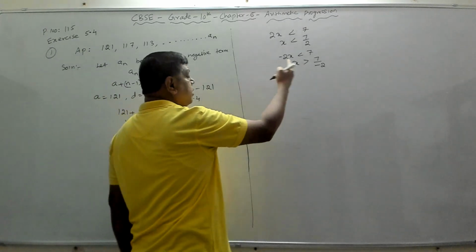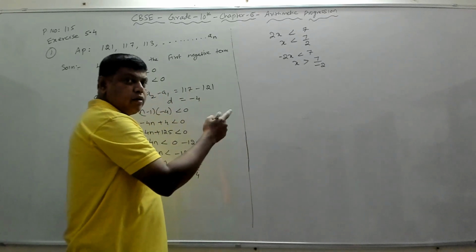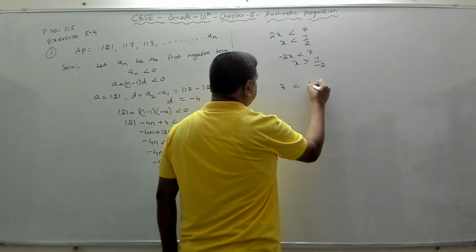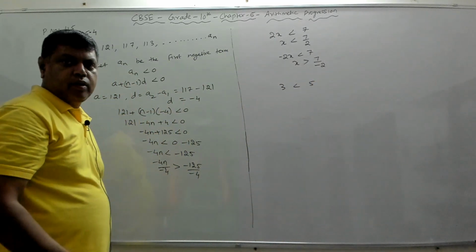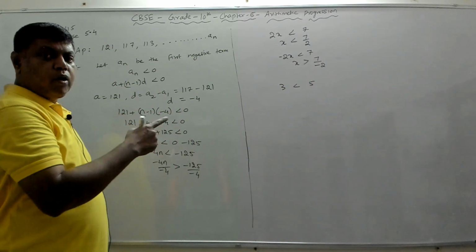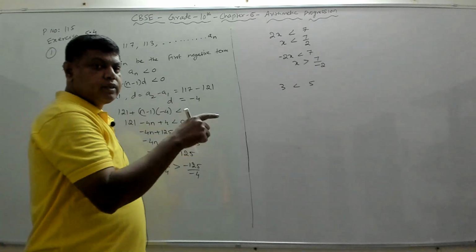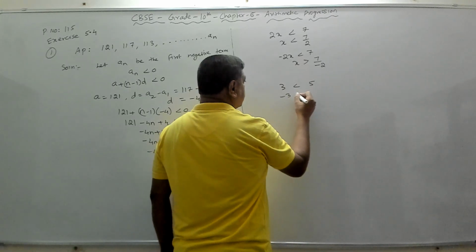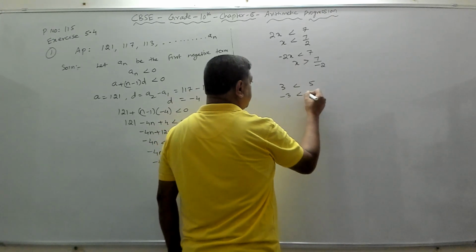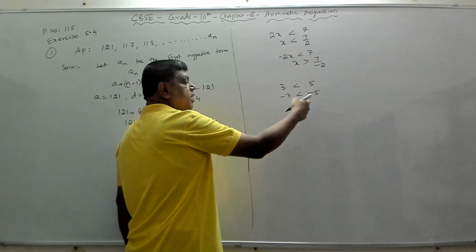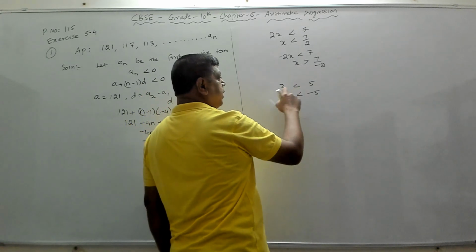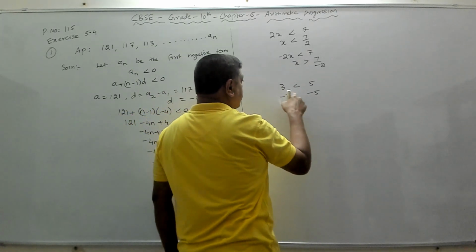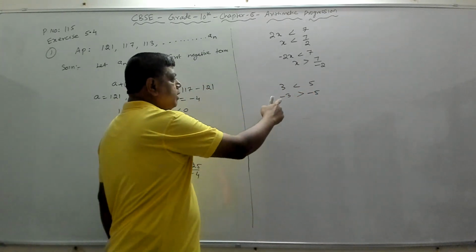Fine. So when you divide by a negative number, the inequality sign will change, which is obvious. If you have 3 is less than 5, and you multiply or divide both sides by a negative number, the inequality will change. If I divide both by minus 1, this will become minus 3, and then I can't say it is less than minus 5. This is wrong, because minus 3 is greater than minus 5. So when you multiply or divide both sides by minus, this less than will become greater than. And this is true: minus 3 is greater than minus 5.